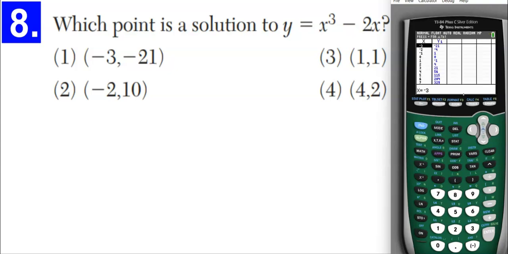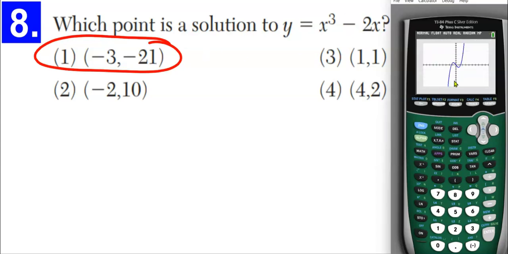Once I get into the table, I see negative 3 is in fact paired with negative 21. Negative 2 is not paired with 10. Positive 1 is not paired with positive 1, right? So I'm looking at these answer choices and seeing how they relate to the table I've seen in my calculator. It looks like this one is the solution because it is the only point that falls on this graph.